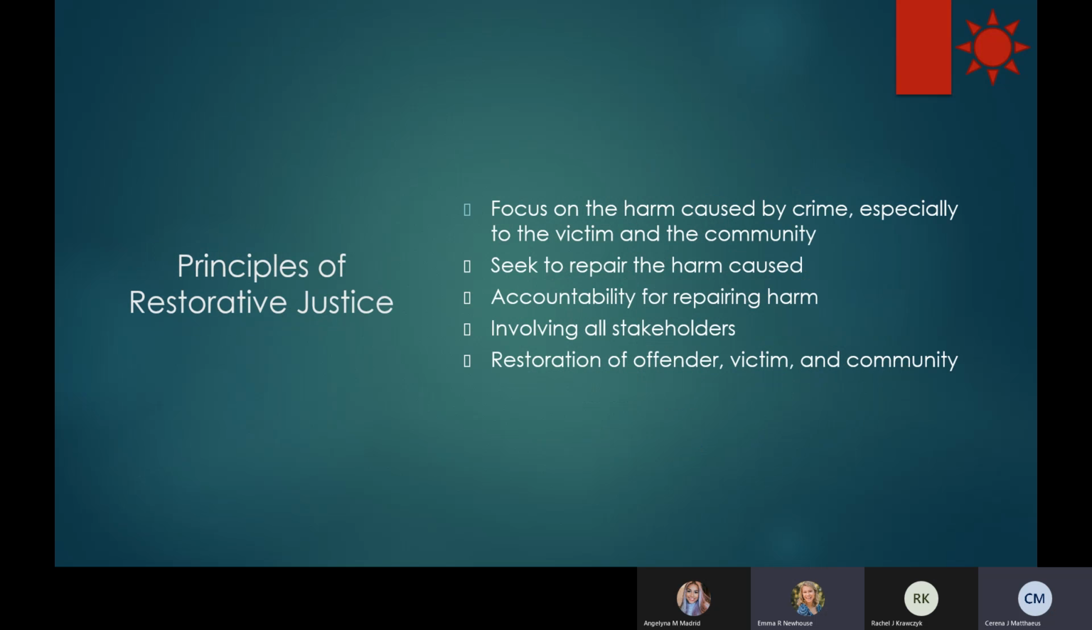The 5 principles of restorative justice are focusing on the harm caused by the crime, especially to the victim and the community, seeking to repair the harm caused, accountability for repairing harm involving all stakeholders, and restoration of the offender, victim, and the community.